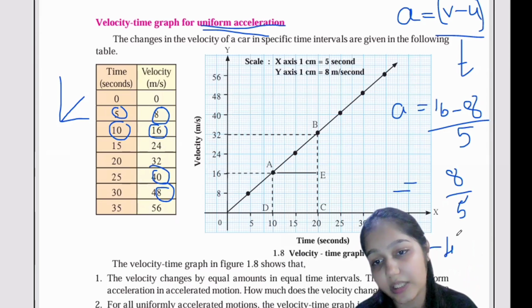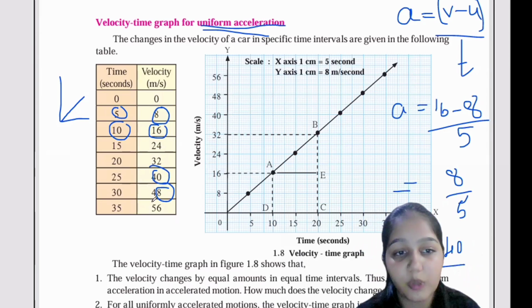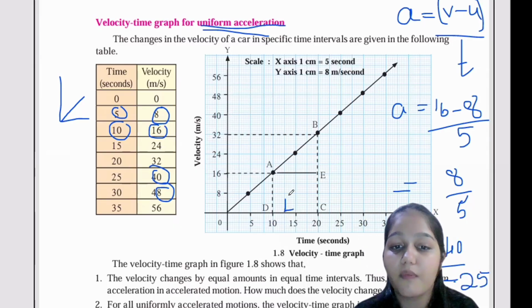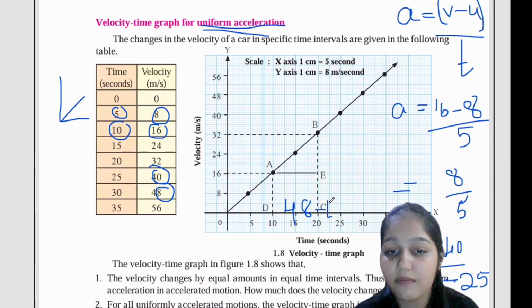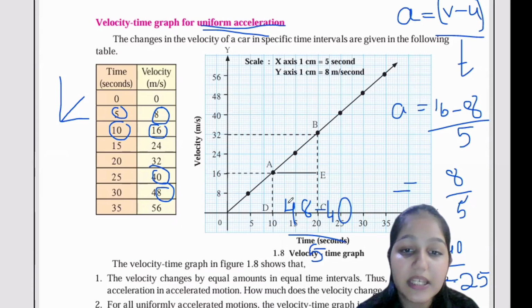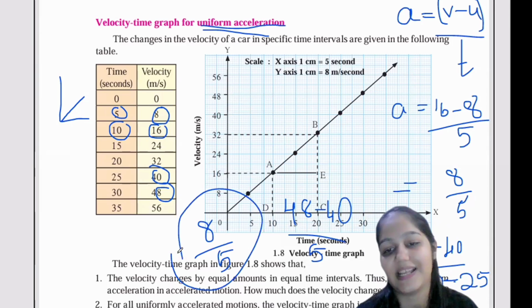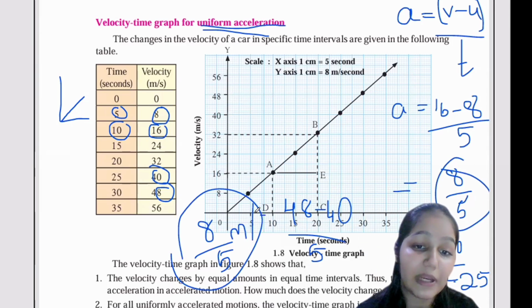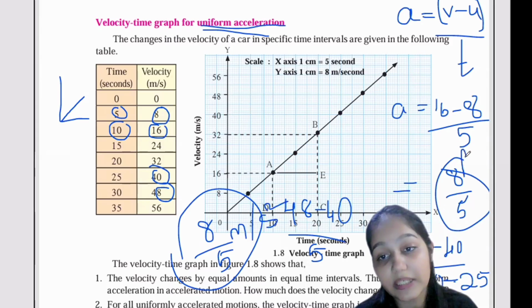So 48 minus 40 upon, what is the time interval? 30 minus 25. What is the difference? It will be 48 minus 40 upon 5. And what is the difference here? So it will be 8 upon 5. What is this? This is acceleration. So the unit for it will be meter per second square. Meter per second square. I hope you understand this.